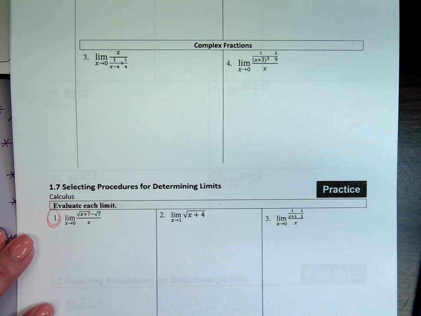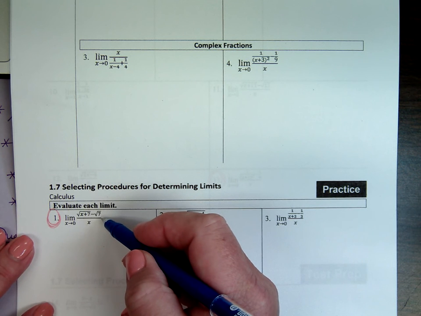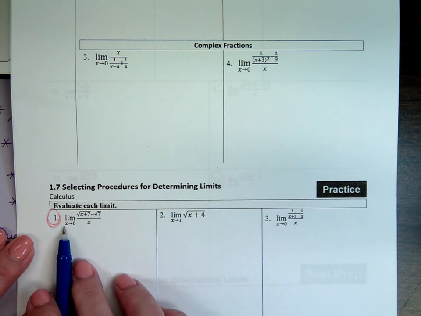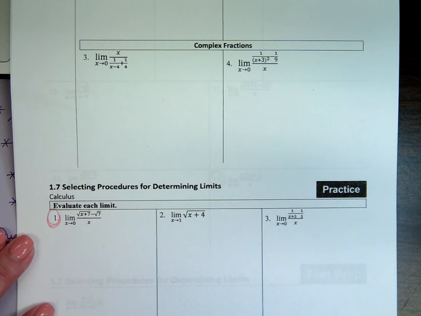All right, here are the examples from section 1.7. The first one is number 1, and I can see because of the square roots, I'm going to try the rationalizing trick. Direct substitution will not work. It's going to give me a 0 denominator. So I automatically know I've got to do something to this.